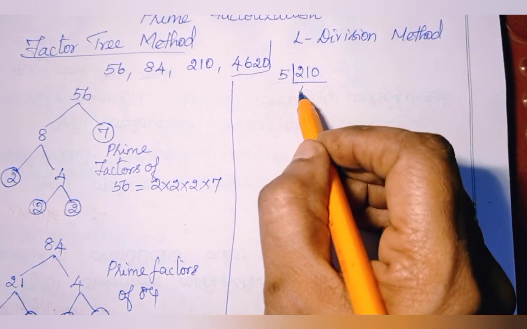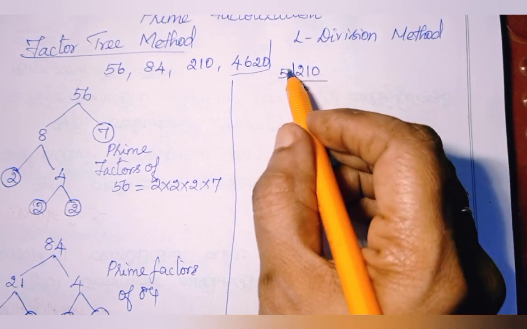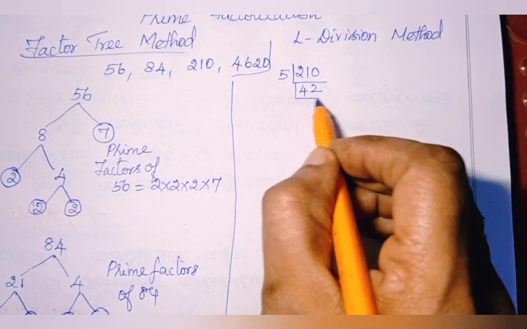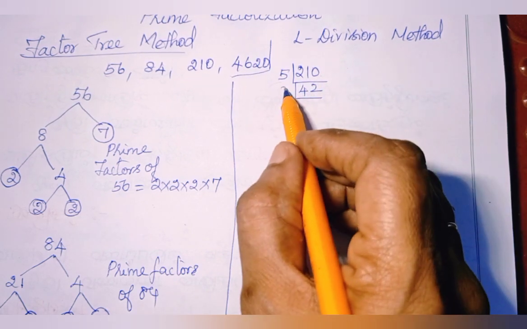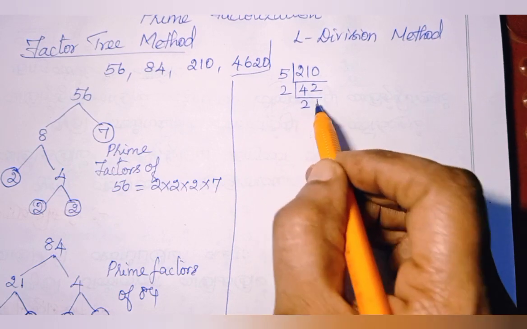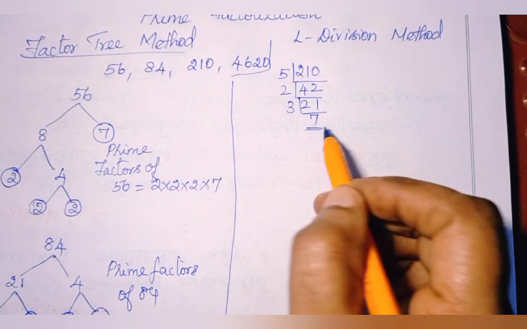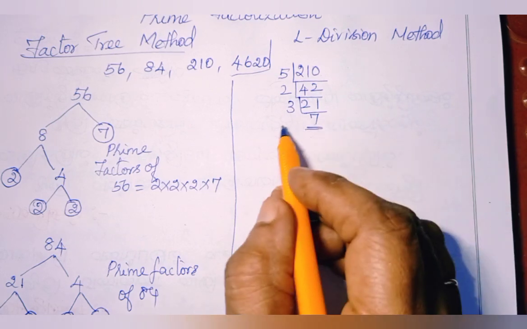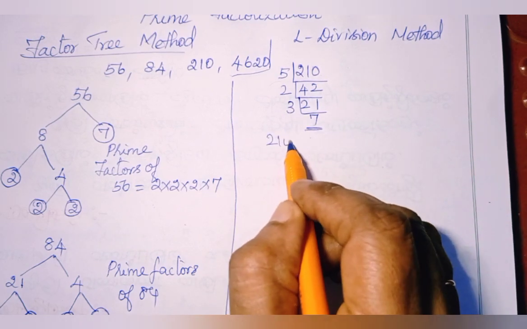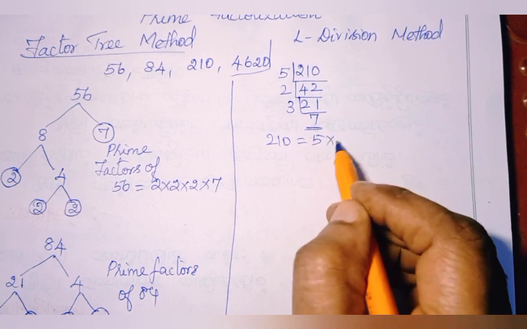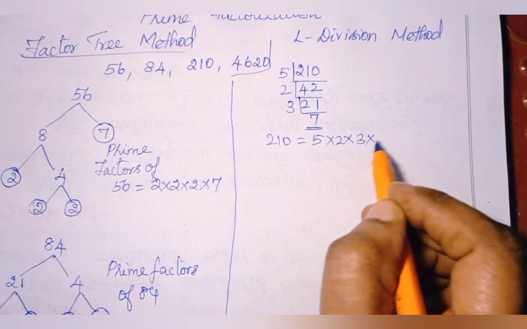So 5 4s are 20 and the remainder is 1. 5 2s are 10. Then we can divide by 2 since it is an even number. 2 2s are 4, 2 1s are 2. Then again 3 7s are 21. Finally we got a prime number and we have to stop here. So the prime factors of 210 is 5 into 2 into 3 into 7.